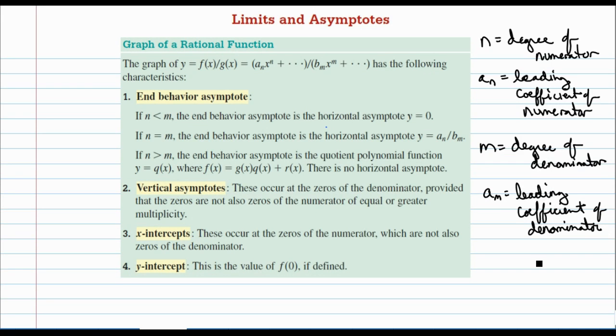Limits and asymptotes. Miss Larson, we already learned about limits, we already learned about asymptotes. Okay, but we're going to take a closer look at them. We always do.